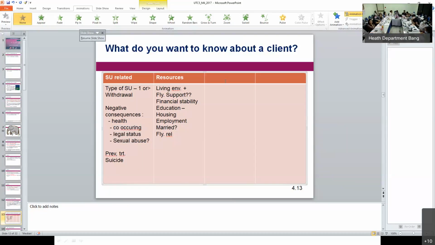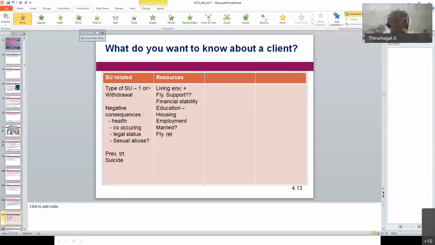See, when we focus only on substance related problems, we are talking about substance use, how is he using it, what are the withdrawals, what are the problems he has faced because of drug use, etc. Previous treatment, suicide risk. Very good. Excellent list. I am very happy that as practitioners, you not only looked at problems, you also looked at resources the client has. Many counselors miss that.